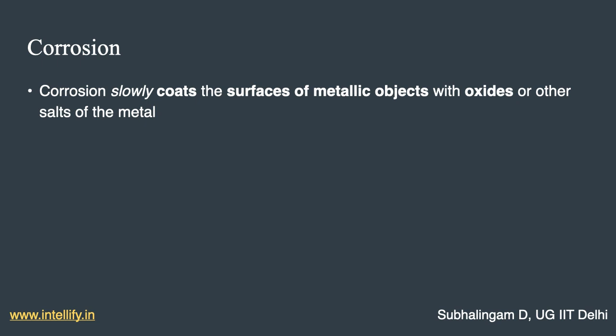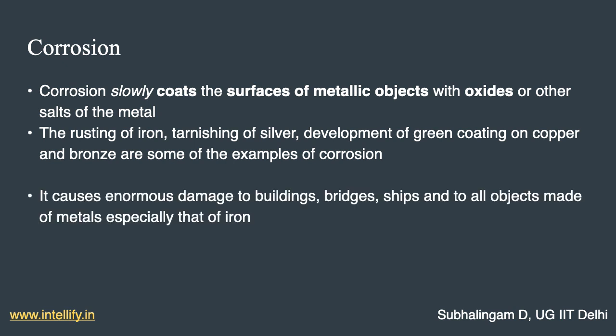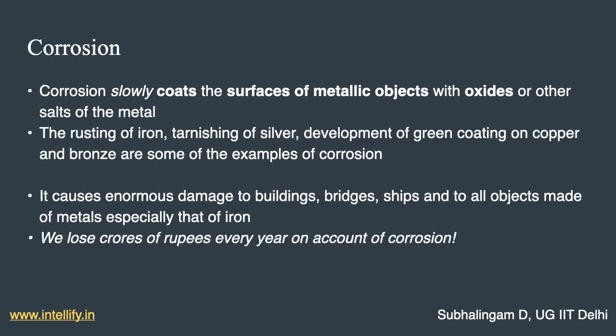So it slowly coats the surfaces of metallic objects with oxides or other salts of the metal. The rusting of iron, tarnishing of silver, and development of green coating on copper and bronze are some examples of corrosion. It causes enormous damage to buildings, bridges, ships, and all objects made of metals, especially iron. So that's why we are going to study this topic in this unit. It is of great importance that you know how to prevent corrosion. We lose crores of rupees every year on account of corrosion.